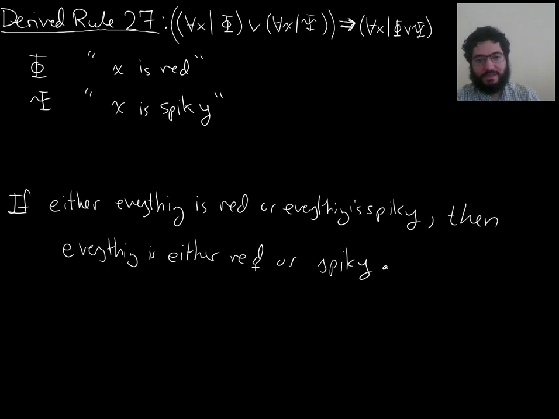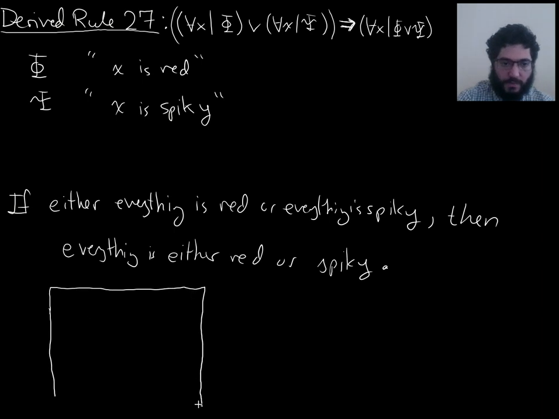So hopefully that does sound intuitive. If everything is red, then everything is either red or spiky, and if everything is spiky, then everything is either red or spiky. And hopefully you can also see that the converse, if I reverse this arrow, doesn't work. To convince you of that, maybe I can draw an example world where it's true that everything is either red or spiky, but it's not true that everything is red or everything is spiky.